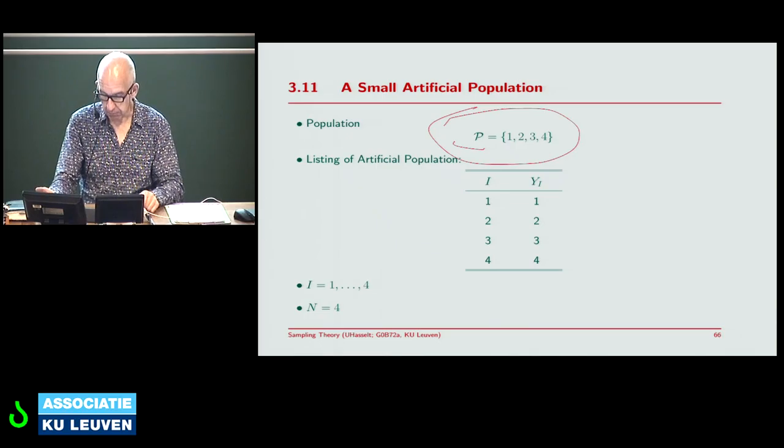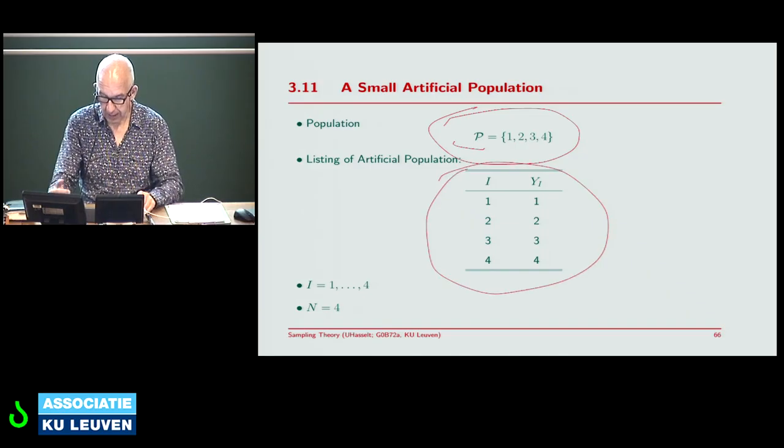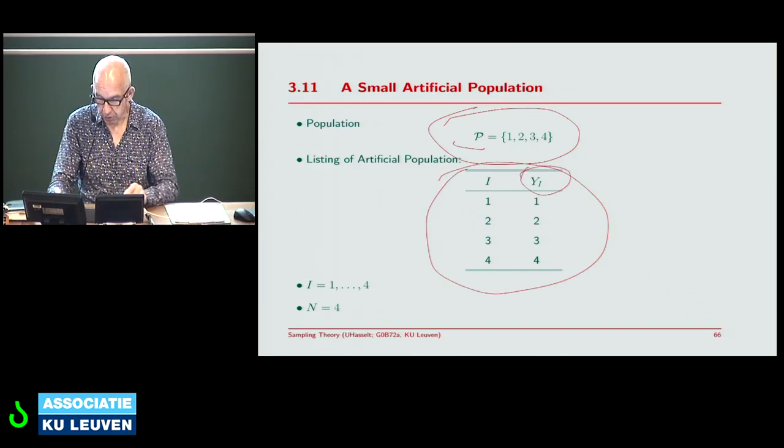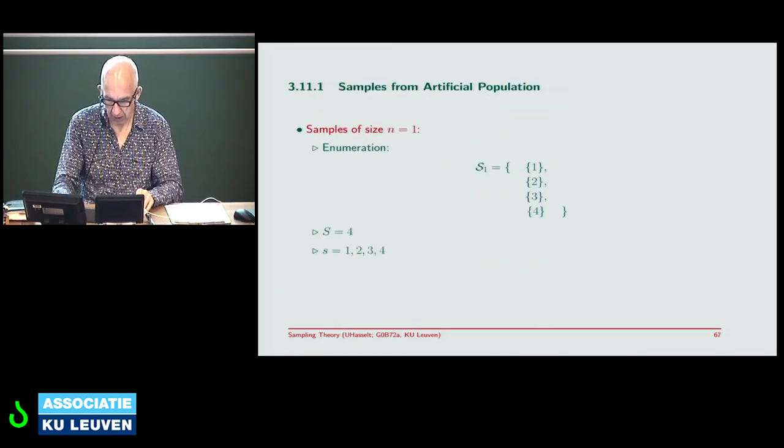And that means if we apply our recently developed terminology and notation, the units will be capital I, 1, 2, 3, 4, and the outcome variable, the survey variable, takes values 1, 2, 3, 4 also. They could have been 2, 4, 6, 8, but let's keep it simple for now. This is the enumeration of the units, and the population size n is equal to 4.